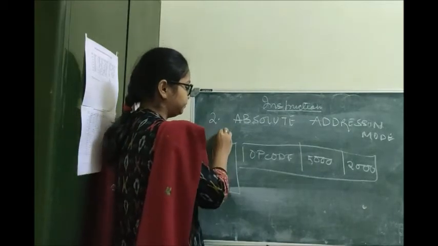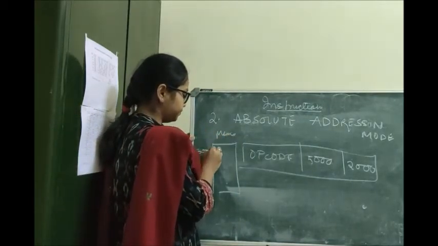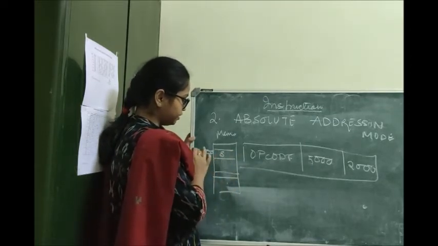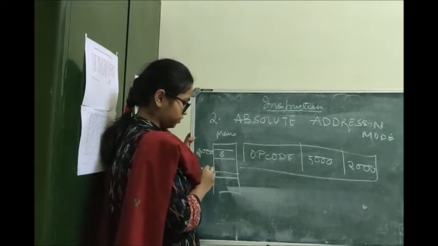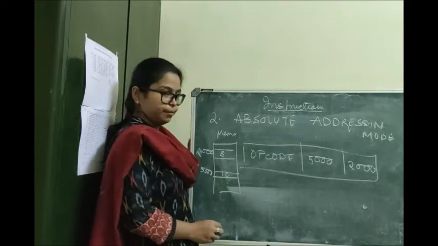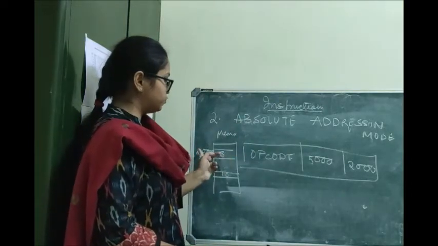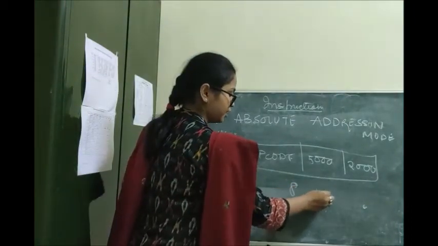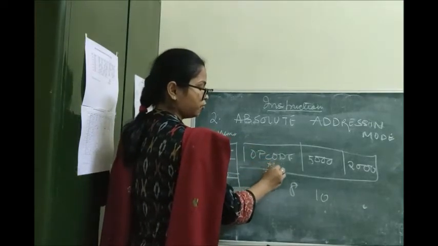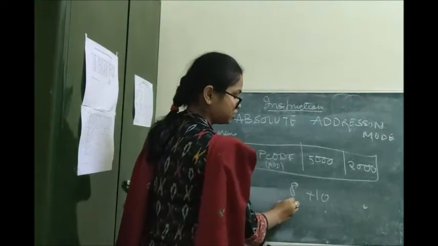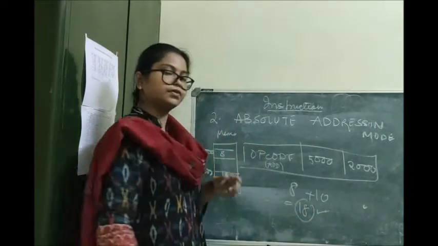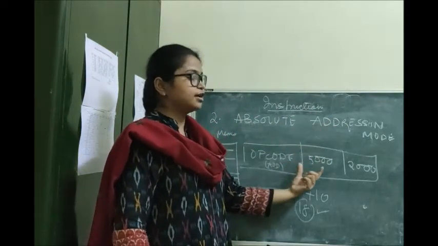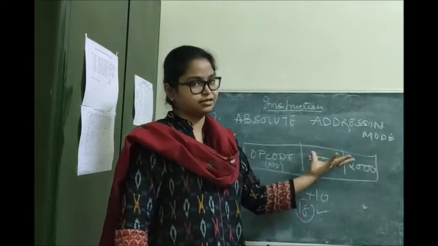Suppose this is main memory, and at address 2000 the number is, suppose, 8, and at address 5000 we have the number 10. So the CPU will move to 2000 and fetch the number 8. The CPU will move to 5000 and fetch the number 10. Suppose the operation is addition. The opcode is add, so it will do the addition and give the result as 18. So this was about absolute addressing mode. What does absolute addressing mode do? It specifies the effective address which has the operands.